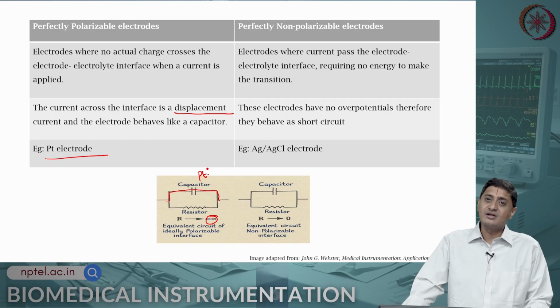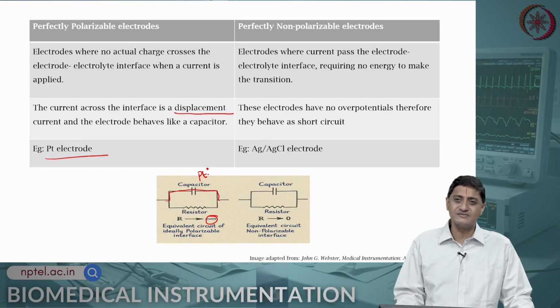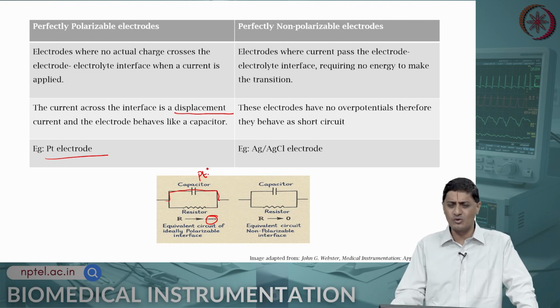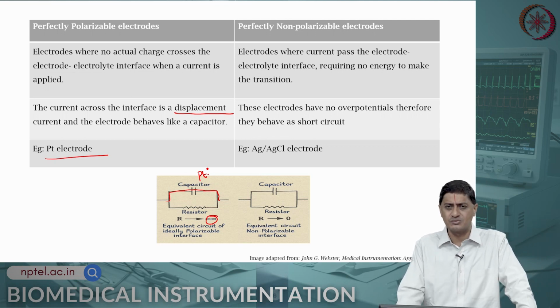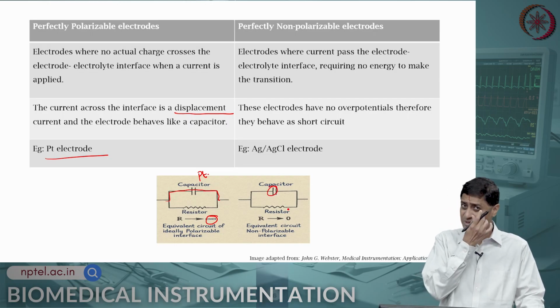Whereas in perfectly non-polarizable electrodes, the current passes through the electrolyte interface without any energy drop, without requiring any extra energy to make the transition. That means they have no overpotentials: no ohmic overpotential, no concentration or activation overpotentials. Essentially it behaves like a short circuit. In this case, there is a capacitor, but the resistance is 0. I mean, not a short circuit per se.